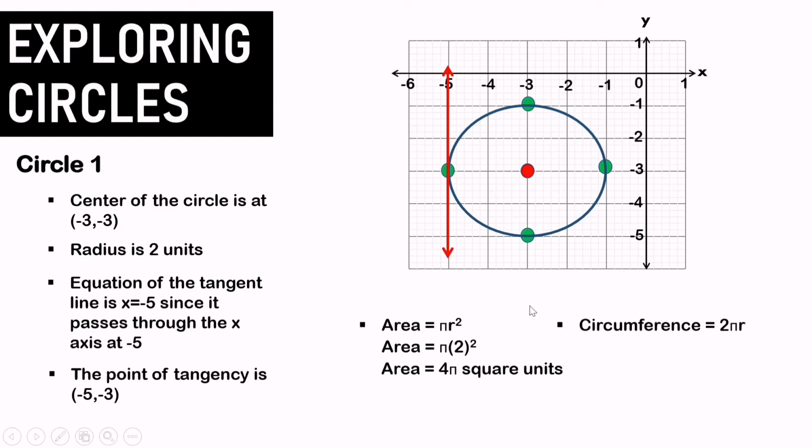Then, the circumference is equal to 2 pi r. We substitute the radius 2 again. So we have 2 pi times the radius 2. So 2 times 2 is 4 pi units. Okay, let's have circle number 2.